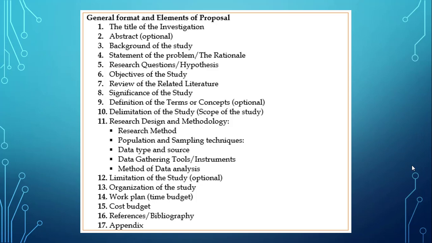clarity in the steps. So the second element is about the proposal elements, or what are the basic issues that you are going to consider in writing your proposals. We have about 17 elements, starting from the title to the appendices, so we have 17 steps. Actually, we'll be discussing these things in the next lecture.